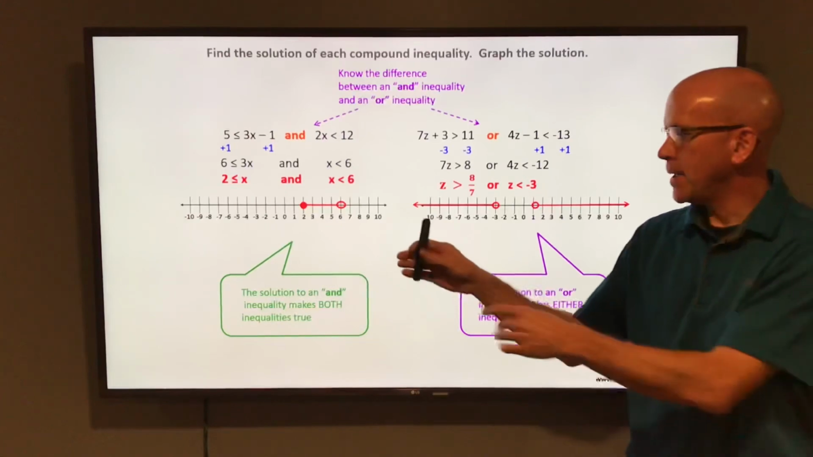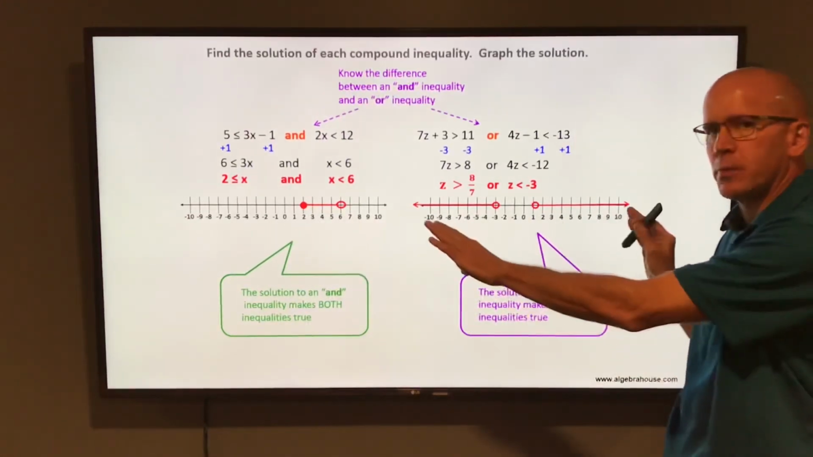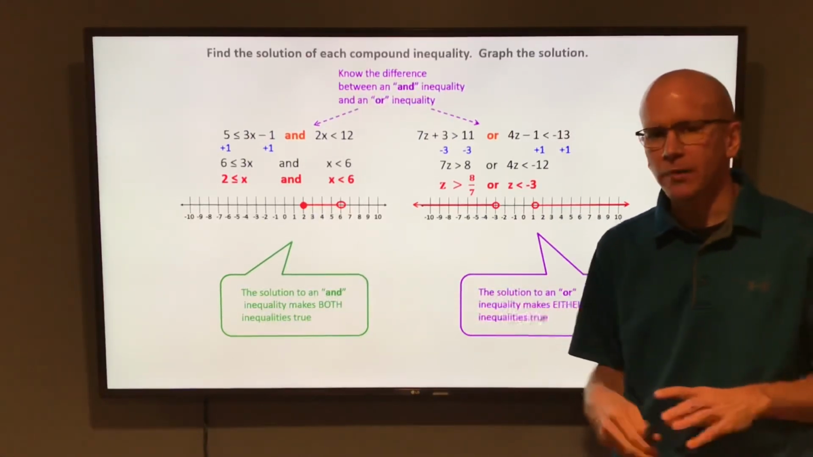So again, an and inequality will come together as you see here. An or inequality will split apart. Again, think of tall and smart versus tall or smart, the difference between those two.